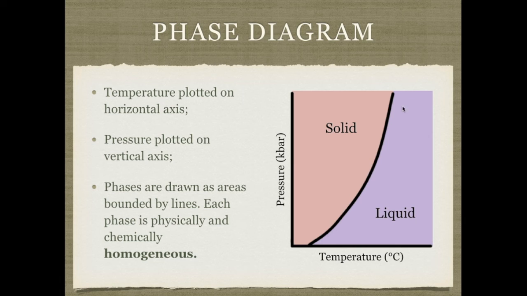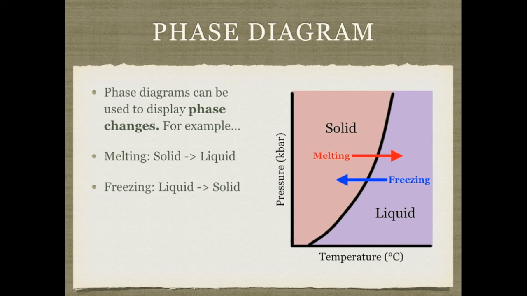Same with the liquid area. Any point within this purple area is the same, it's homogeneous. But the solid and the liquid have some major physical or chemical characteristic that separates them from each other. What does this all mean? Phase diagrams can be used for a variety of things. One of the really cool ones is they display phase changes or state changes. So for example, the solid and the liquid areas are divided by this line. If you cross that line from solid to liquid, that's the same as melting the substance, increasing the temperature.